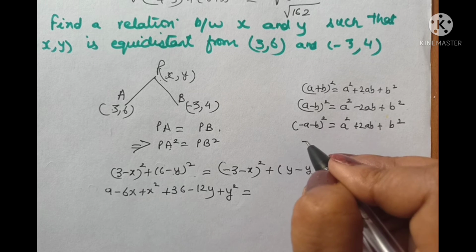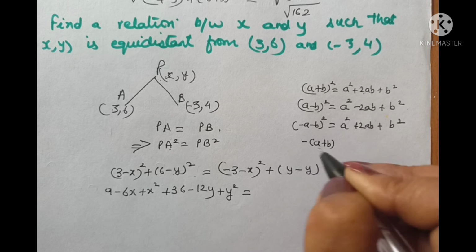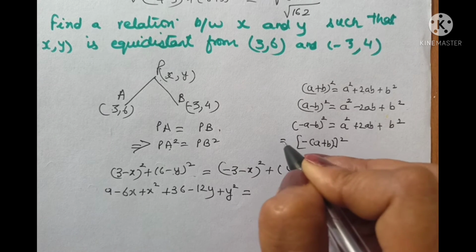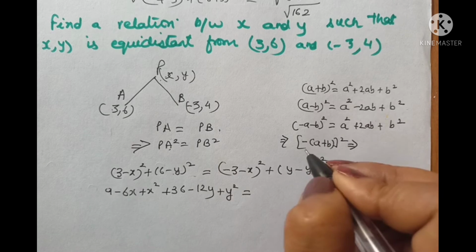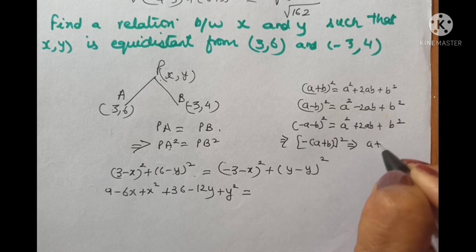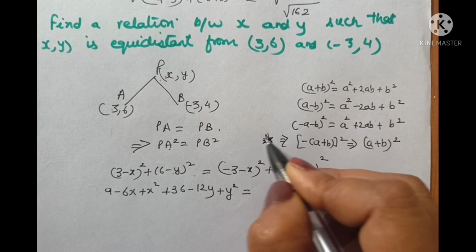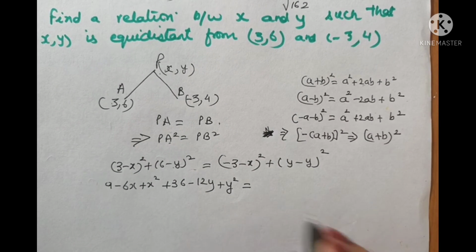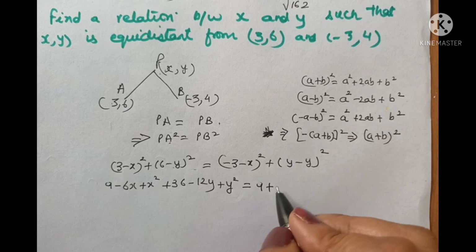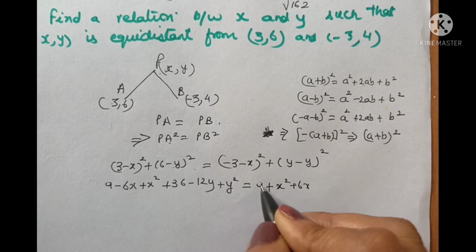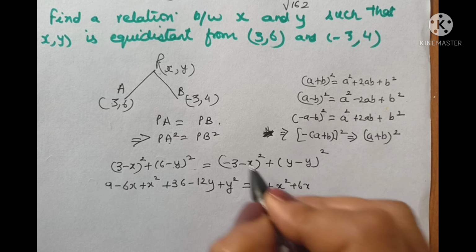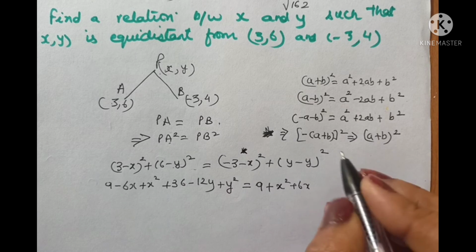Another logic for this is that if I take minus common from here, minus a plus b whole square is the same as minus a plus b whole square, and the square of minus becomes positive, and it is the same as a plus b whole square. So this is a very important point where students make a lot of mistakes. So this gives me a square plus b square plus ab only. Please take care of this particular point, it is important.